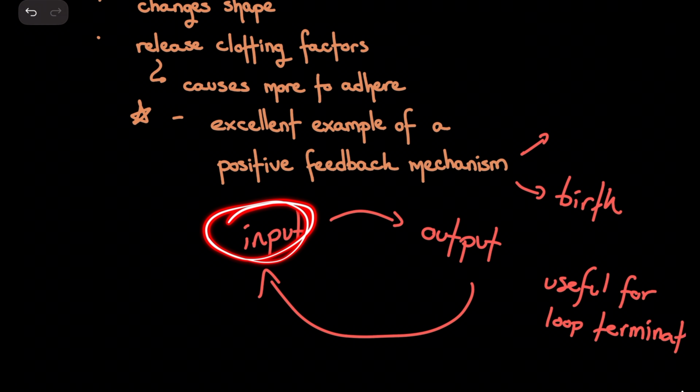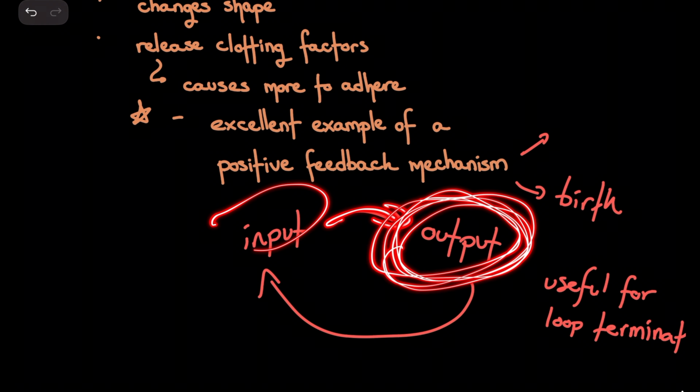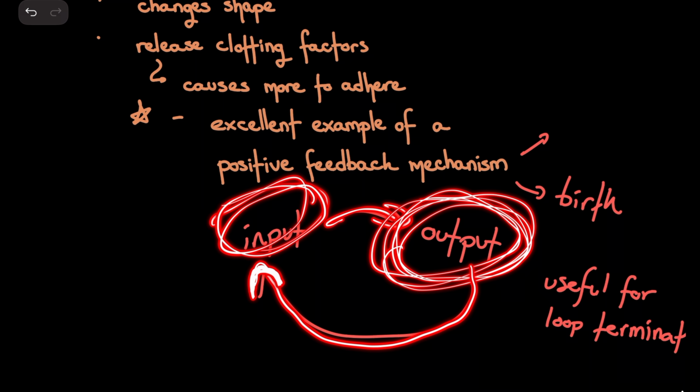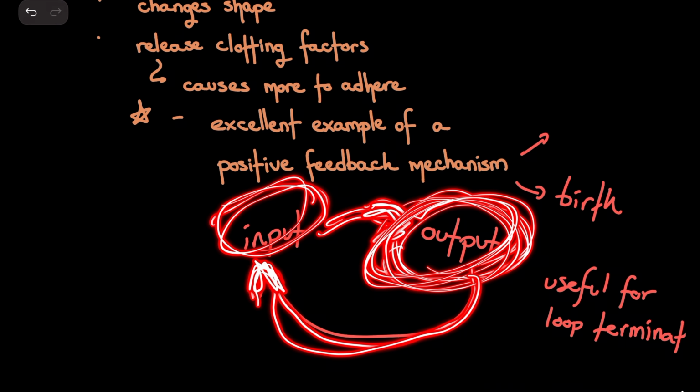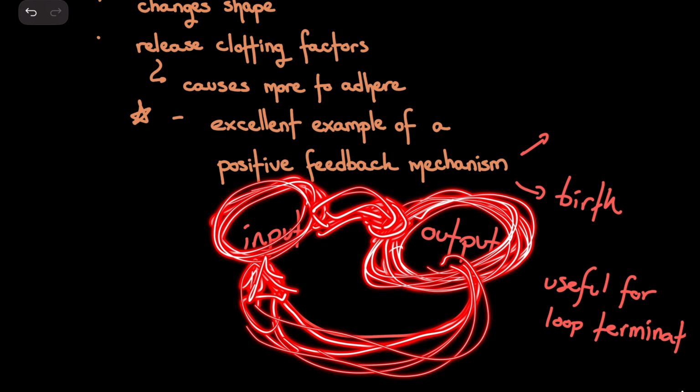I bind to exposed von Willebrand factor. That recruits platelets. The platelet binds and then releases clotting factors. Those clotting factors recruit more platelets. More platelets bind and release clotting factors, which recruit more platelets. More platelets bind and release more clotting factors. You see what I'm trying to do here? It cascades, it keeps going and going and going. More come, causing more to produce output, which causes more input.